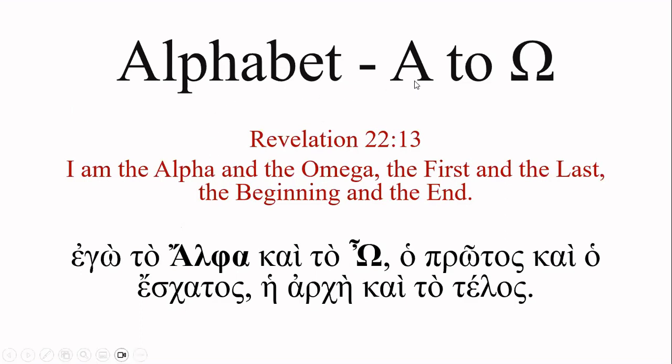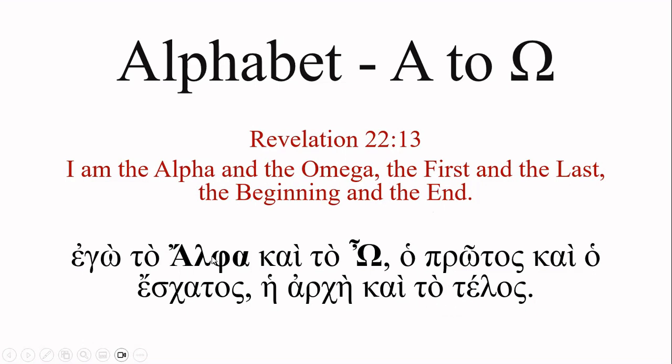So the alphabet starts at alpha and ends in omega, as is demonstrated in the common Bible verse, Revelation 22:13. "I am the Alpha and the Omega, the first and the last, the beginning and the end." Of course this is referring to Jesus. Now in Greek, that same Bible verse is written here. Ego eimi to alpha kai to omega, ho protos kai ho eschatos, he arche kai to telos.